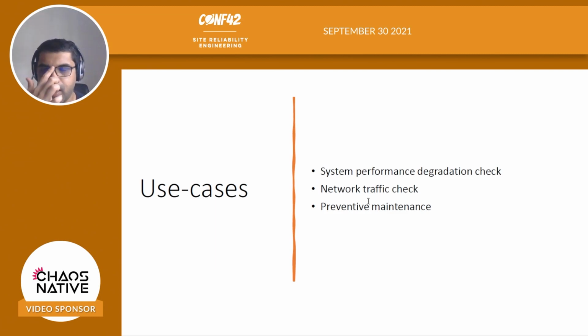Network traffic check. How can you understand whether the optimum amount of network traffic is being handled, or whether there is a lot of malicious network traffic coming into your system? That can also be tracked by BPF hooks, right? Preventive maintenance is nothing but, let's say you have an API that is not behaving properly as it should.